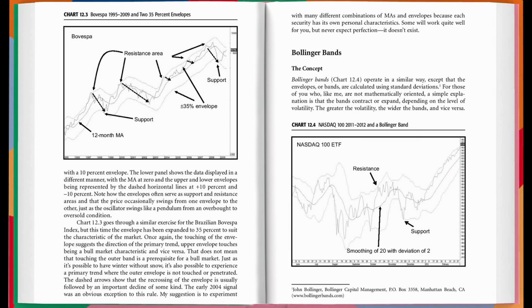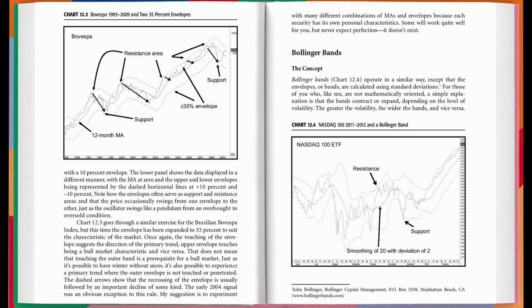The lower panel shows the data displayed in a different manner, with the MA at 0 and the upper and lower envelopes being represented by the dashed horizontal lines at plus 10% and minus 10%. Note how the envelopes often serve as support and resistance areas, and that the price occasionally swings from one envelope to the other, just as the oscillator swings like a pendulum from an overbought to oversold condition.